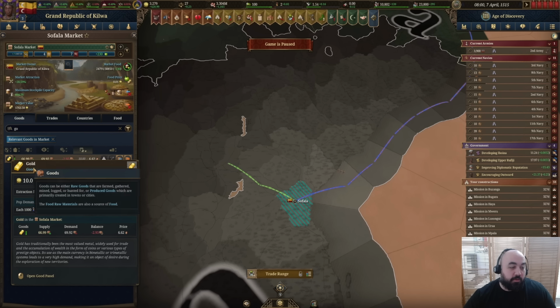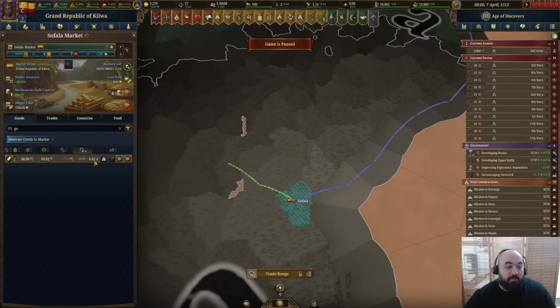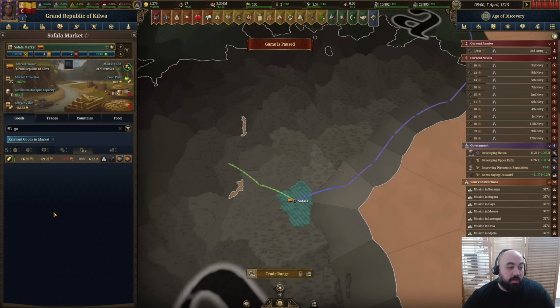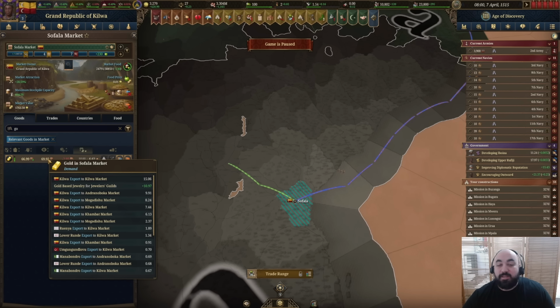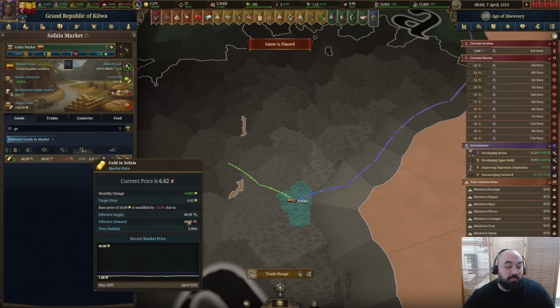So most value in EU5 is going to be created by the production and trade of trade goods. One such example here is gold, which has a base price of 10. The base price is going to be modified based on supply and demand, or effective supply and demand, to get the actual price. The actual price of gold here is 6.62, despite the base price being 10. It's multiplied by minus 33% because there is more effective supply, though nominally, you may notice, there is more supply than there is demand for the good, but despite this, the effective supply is much, much higher.